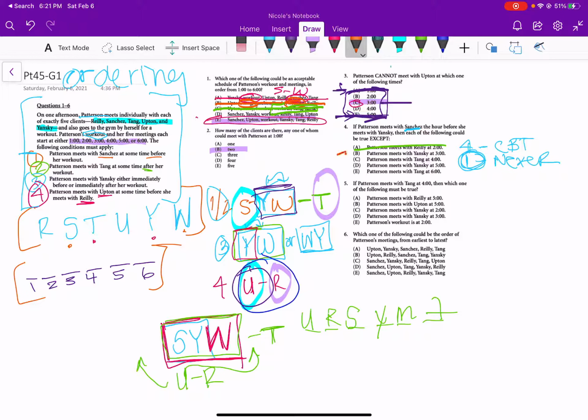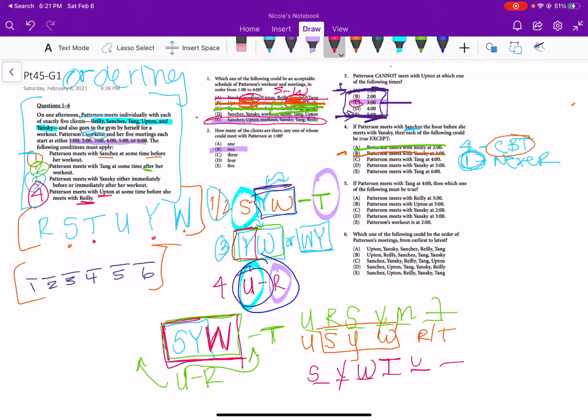All right, B, P meets with Y at 3. Could this happen? Well, we know that we have to fill in our 3 block, which would be this right here. U could come before it, and then this could be R and T respectively. So B could be true, and so we're going to cross it off. All right, third, 2, 3, 4, 5, 6. We have P meets with T at 4 o'clock. Well, this one's pretty easy because we know that's just going to be S, Y, W, T, and then U, R. So that works. So we'll cross C off.